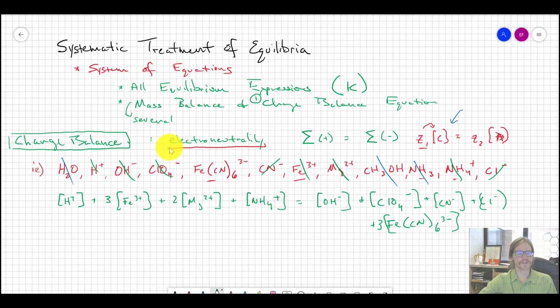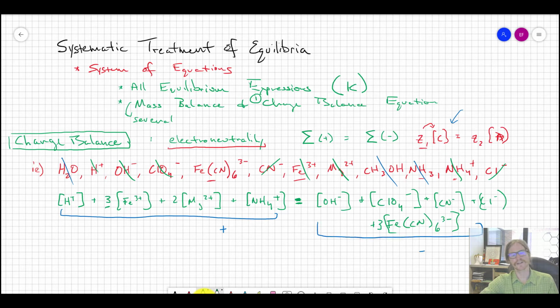Okay, so this is it. This is your charge balance equation, and all this tells you is that all of the concentrations of these ions, modified by whatever their charge is, all that positive charge has to equal the concentration of this negative charge, based on the conservation of charge or electroneutrality rules.